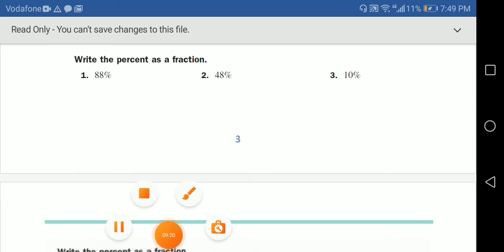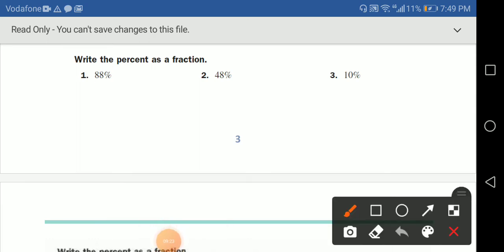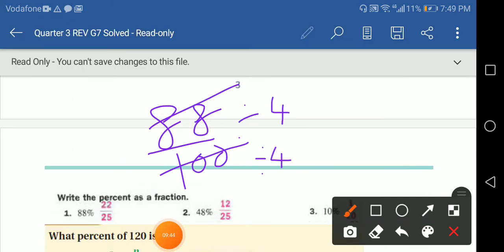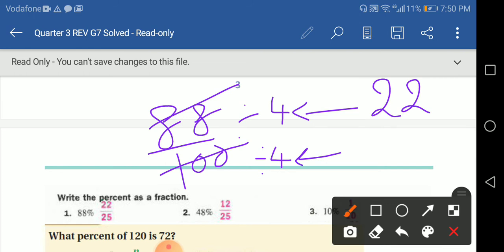Okay. Write the percent as a fraction. Very interesting lesson, the percents, remember? Okay, 88%, I want to write it as a fraction. 88% means what? Per 100. So this is, guys, per 100. I can leave it like that, or we can simplify. Simplify means divide both the numerator and the denominator by the same number. So I will divide both by 4. 88 divided by 4 gives me 22. 100 divided by 4 gives me 25. Do we have any common factor again? No, we don't. So this is the answer.